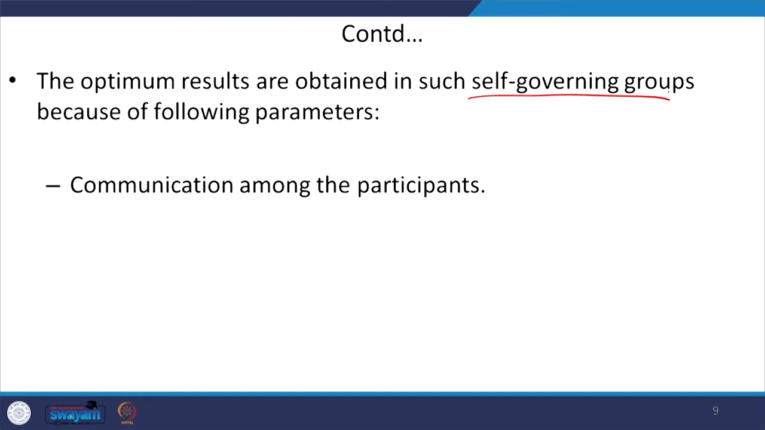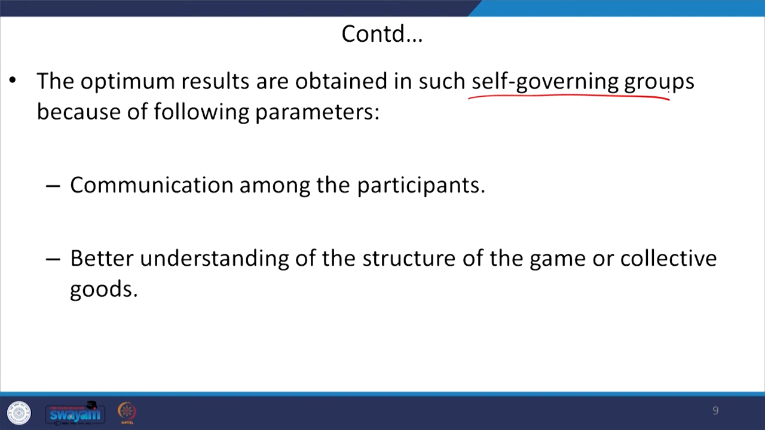And if you want to find out the final results or the optimum results that we can find in case of the former case, that is self-governing groups, there will be some parameters. So what are the very basic parameters that we are talking about in case of self-governing the commons? The first one is communication among the participants, which was largely absent in the second mechanism, that if the governance is controlled by either the state mechanisms or the market mechanisms, then the communication among the stakeholders will be lacking. But in the case of self-governance, this communication among the participants will be frequent. And moreover, there will be a better understanding of the structure of the game or collective goods itself among the participants.